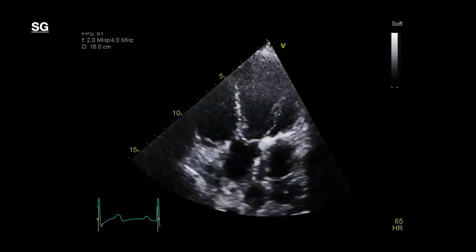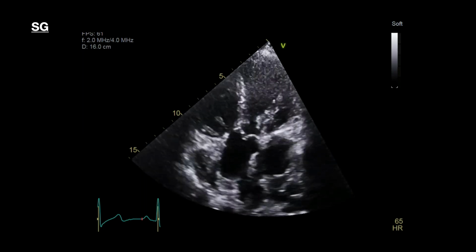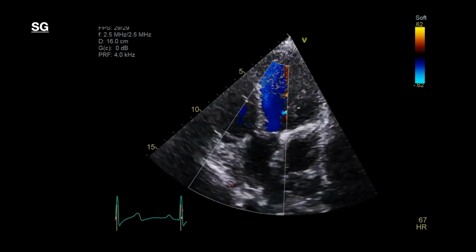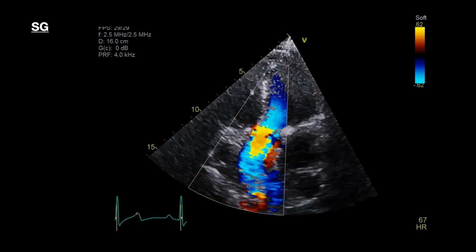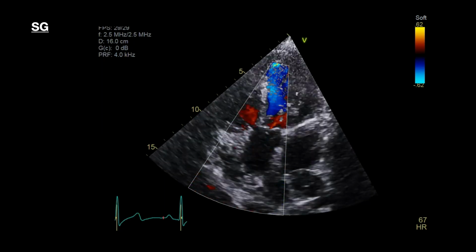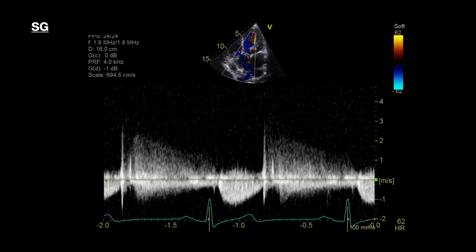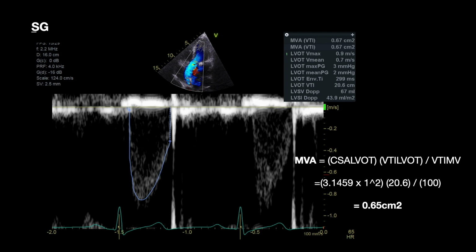Now we've moved to the apical 5-chamber view with a lovely LVOT and aortic valve in the middle there, and colour over that. So there's a tiny bit of AR, but nothing too significant in terms of colour flow, and then pulse wave Doppler in the LVOT, and use that in the continuity equation if we want to. And by continuity equation, it's indicating quite a small valve area, so 0.65 centimeters squared.